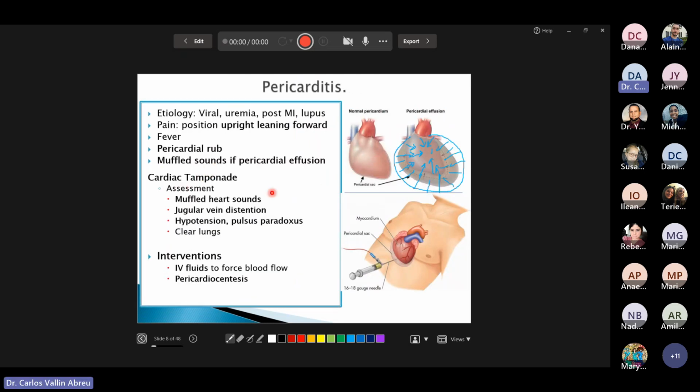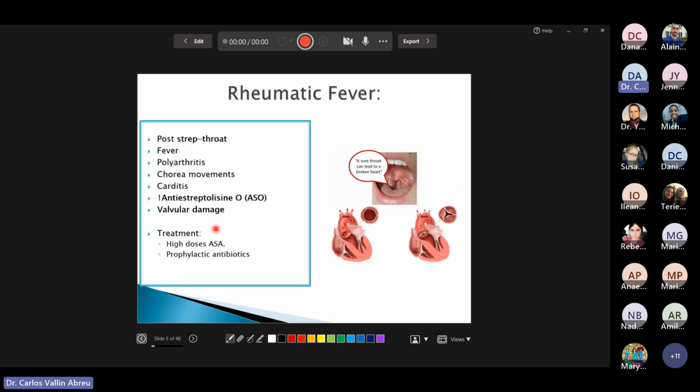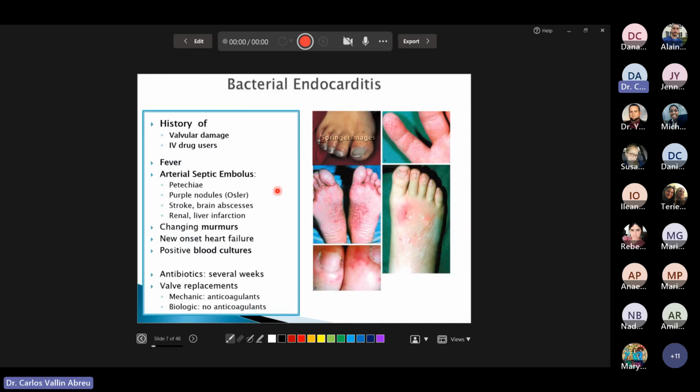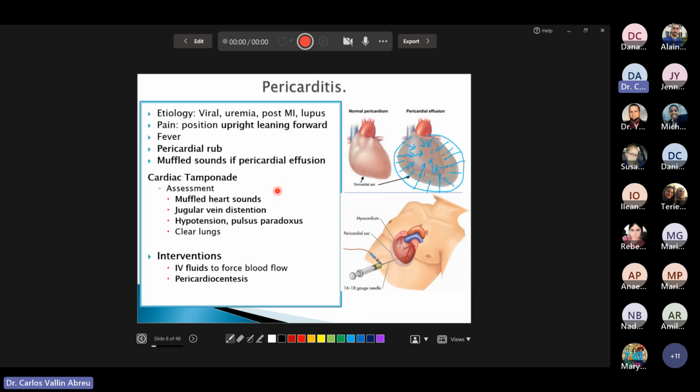Cardiac tamponade is characterized by muffled heart sounds, neck vein distension, hypotension. Okay, the lungs are clear. Why? Because the lungs have no crackles. The lungs are dry. Guys, the blood is not entering. Yes, the lungs are dry. There is no heart failure.